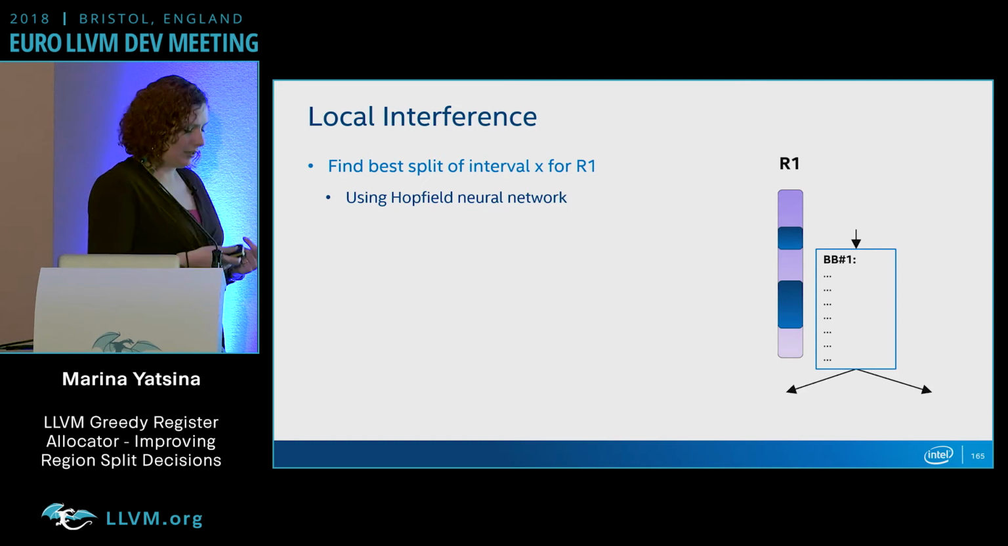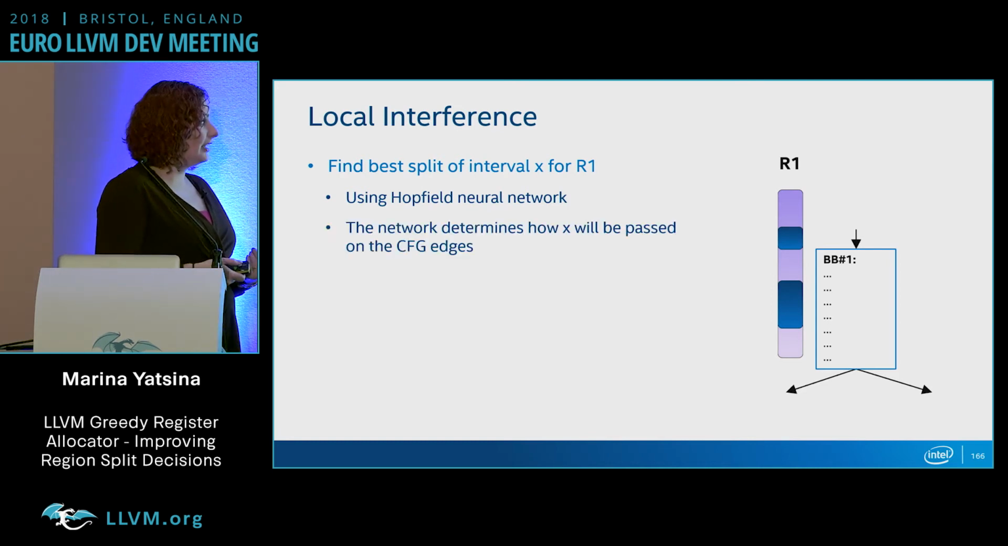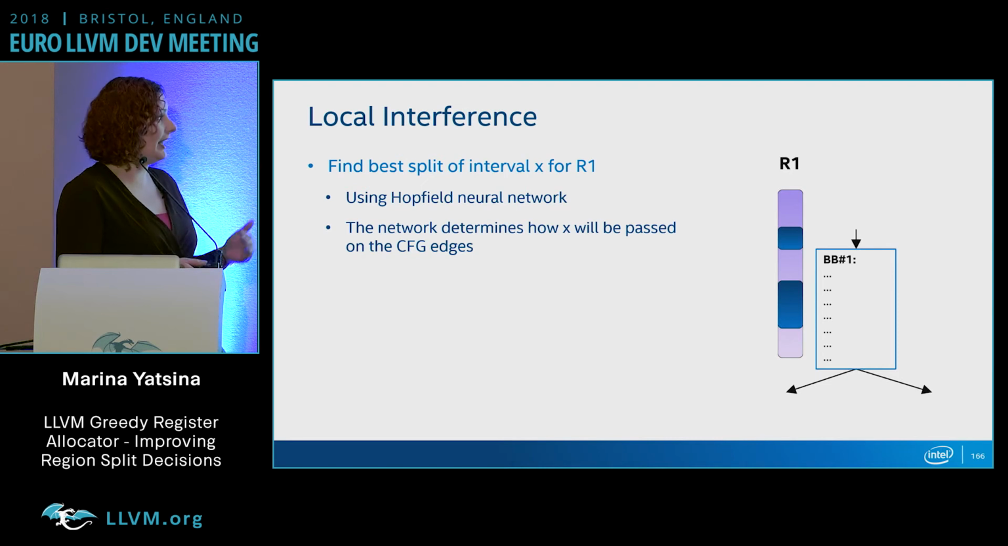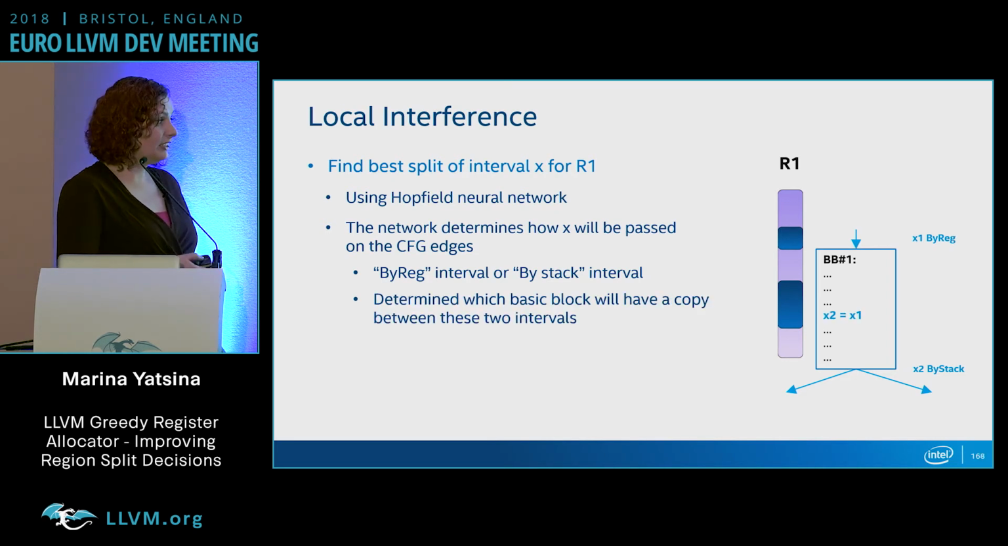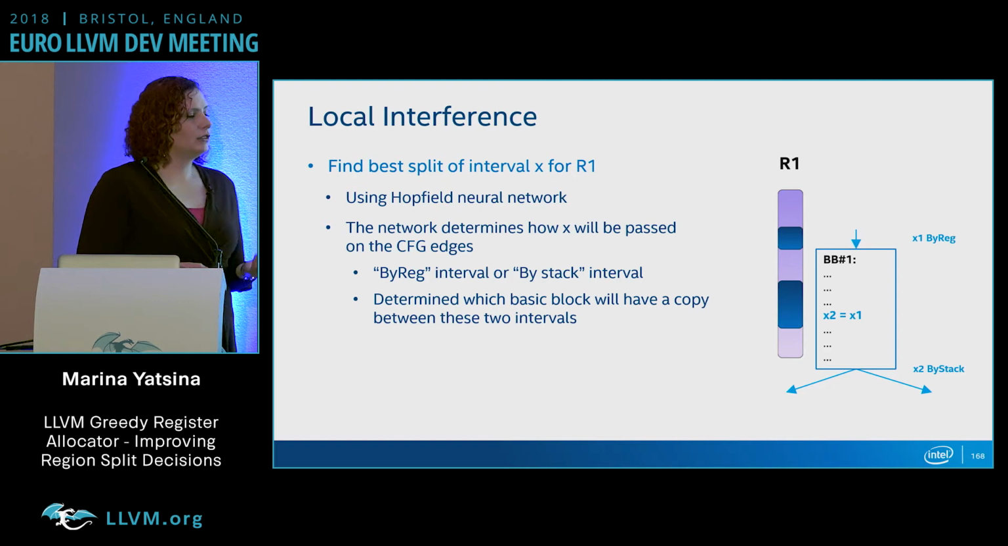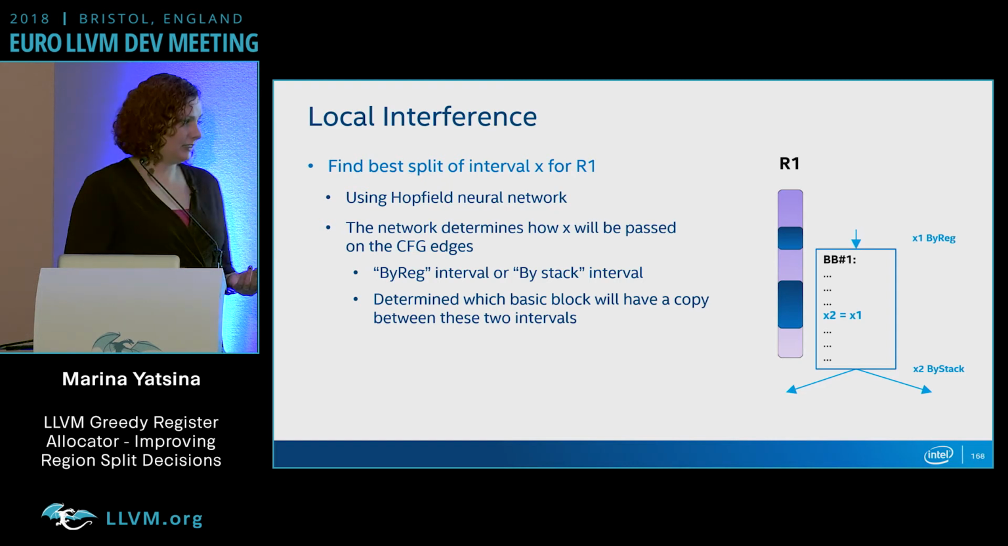Now, one of the things the network does is determine how X will enter and leave the basic block, meaning how X will behave on the edges. For example, it enters basic block 1 by reg. The X1 by reg interval is the one to enter basic block 1, and the X2 by stack interval is the one to leave basic block 1. This determines that this basic block will have a copy instruction. So basically the Hopfield neural network determines where the copies are going to be placed.